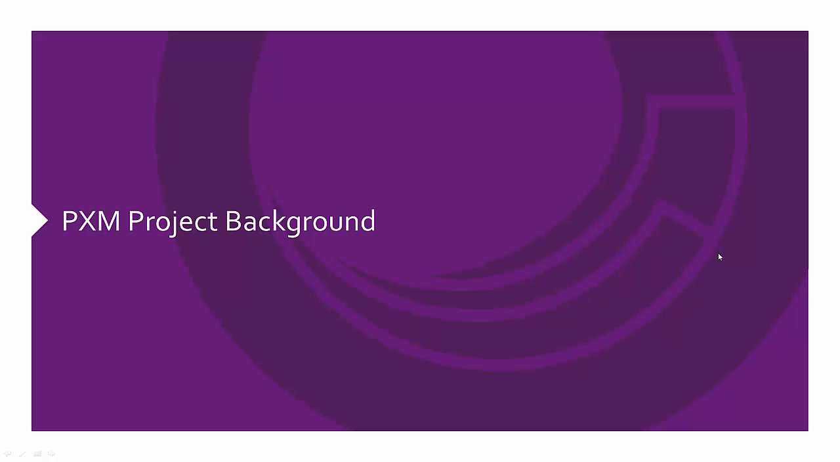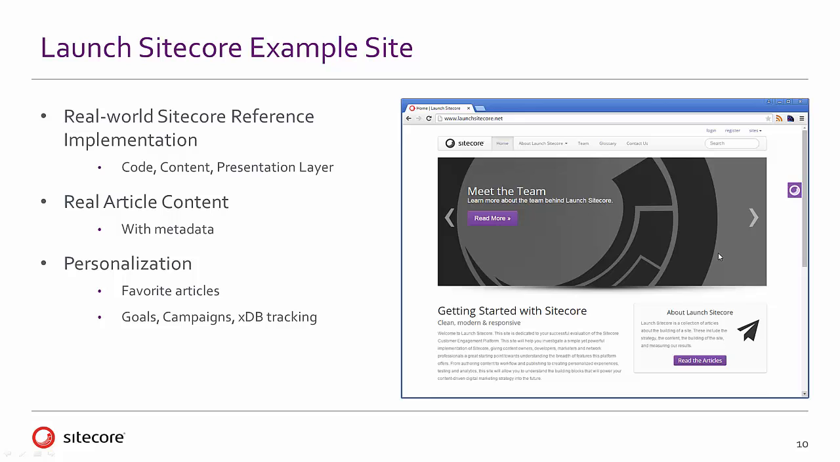In this video, we'll be discussing the PXM project background that we'll be using to build our PXM projects. So first off, we're using the Launch Sitecore example site, and there's a number of reasons we're using this. First off, it's a real-world Sitecore reference implementation. It contains code, content, a presentation layer, as well as containing metadata within the content. So we can start to show some of those content interrelationships in our print output document itself.